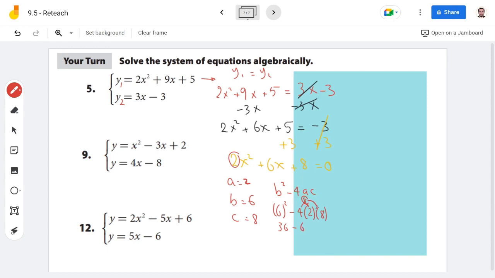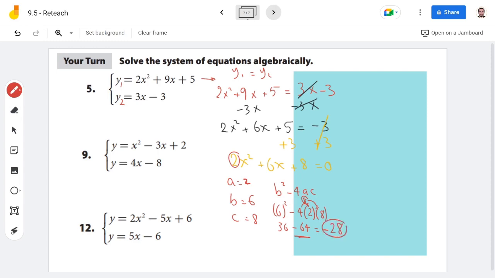Now simplify: it will be 36 minus 4 times 2 times 8, which is 64. Now, 36 minus 64. An easy, fast way to do it: take the negative because the negative is for the bigger number. Then 60 minus 30 is 30, and 6 minus 4 is 2, so 30 minus 2 equals 28. So the answer should be negative 28.